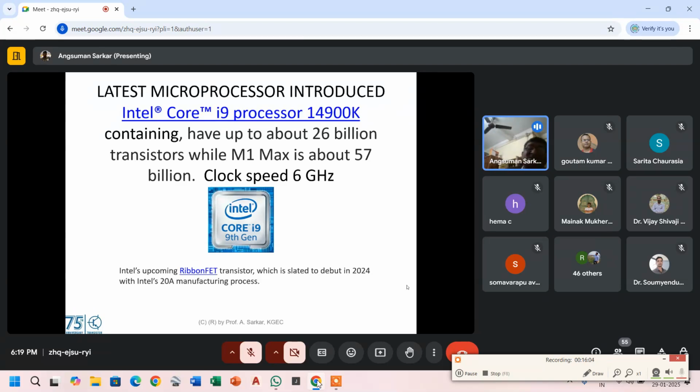So see the number of changes. It was in thousands and now it is in billions. That is the improvement, that is the development of microelectronics technology.